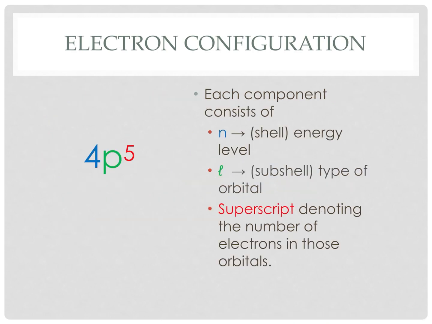So for the electron configuration, we're going to be using n. So n is the shell, the energy level. So that's the 4 there. And then p is going to represent, or the letter will represent, our subshell, the type of orbital. And then the superscript tells us how many electrons are in that subshell.